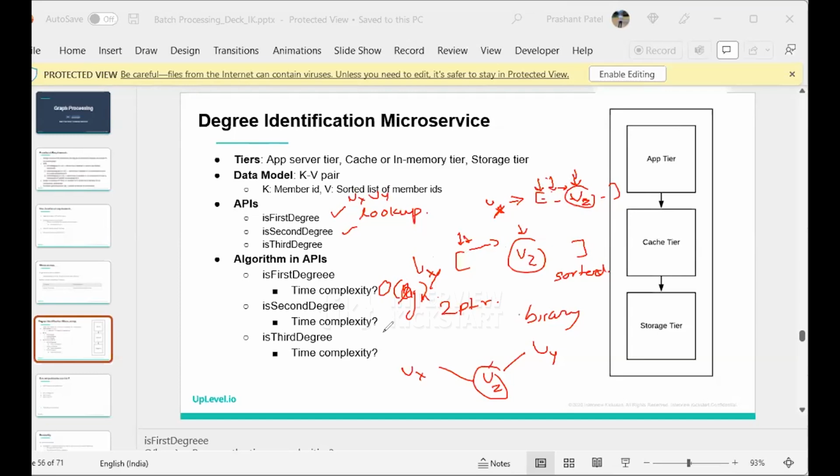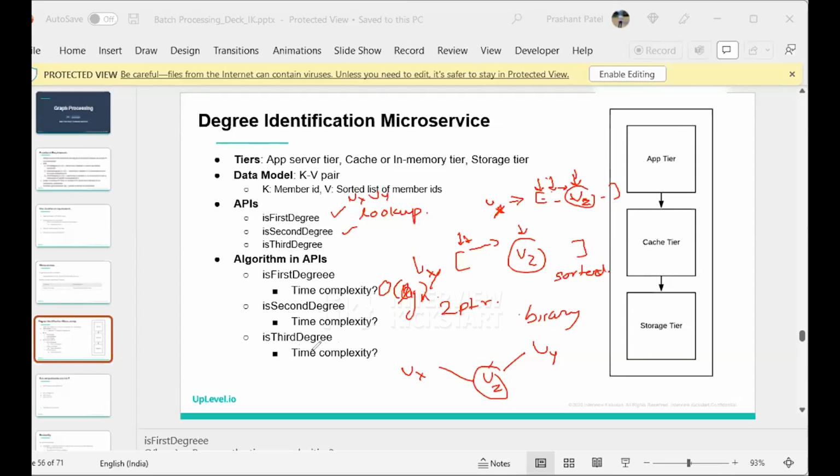What about the second degree connection? We are iterating two of the lists now. Is it n square? Order of n square. Or maybe n log n, because again you will do the binary search on the second list as well. So maybe n log n. Okay, so we'll come back to the complexity.